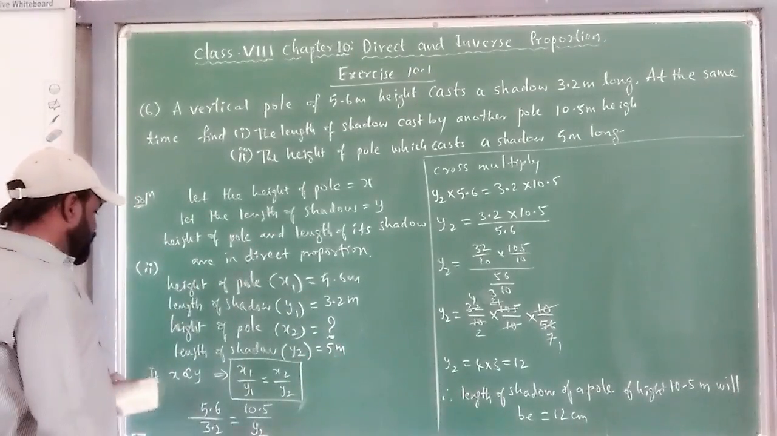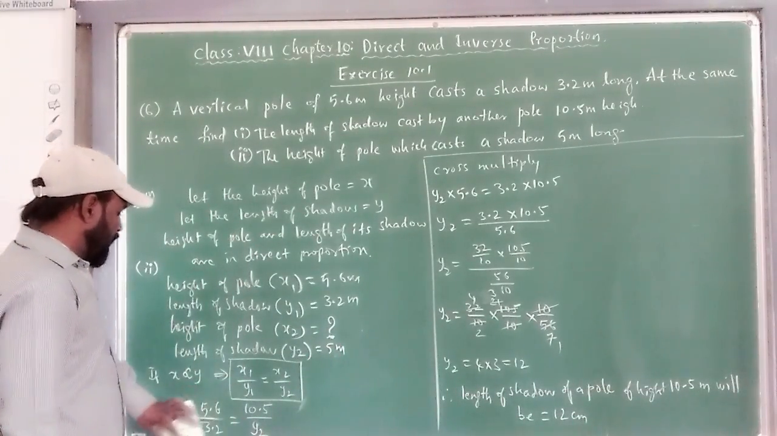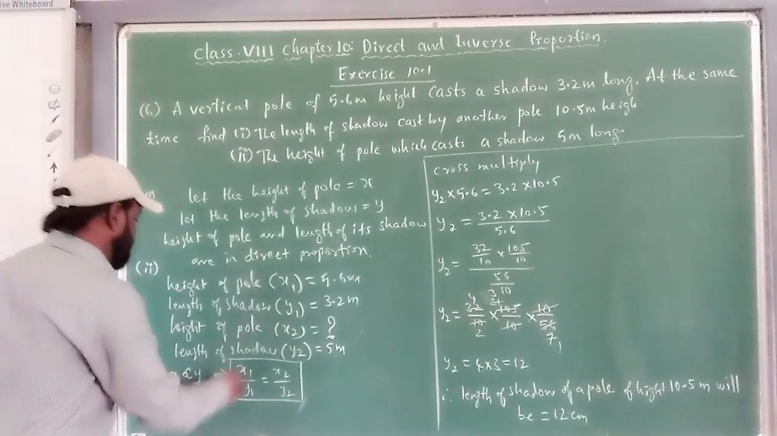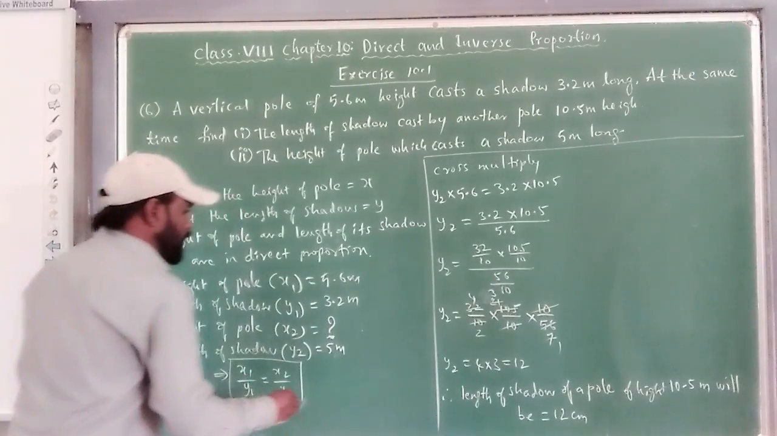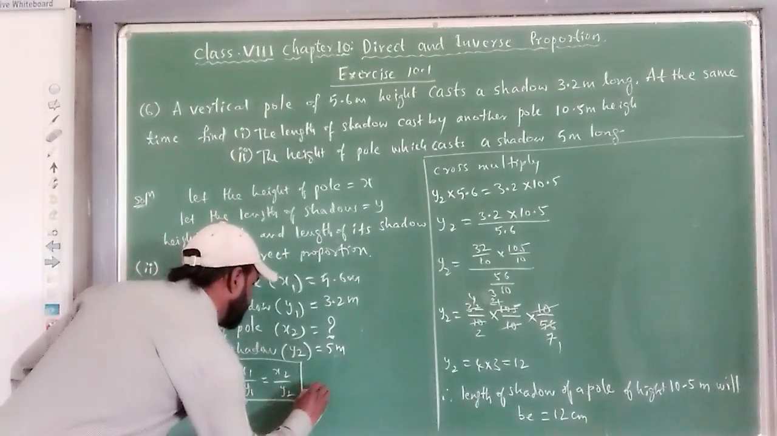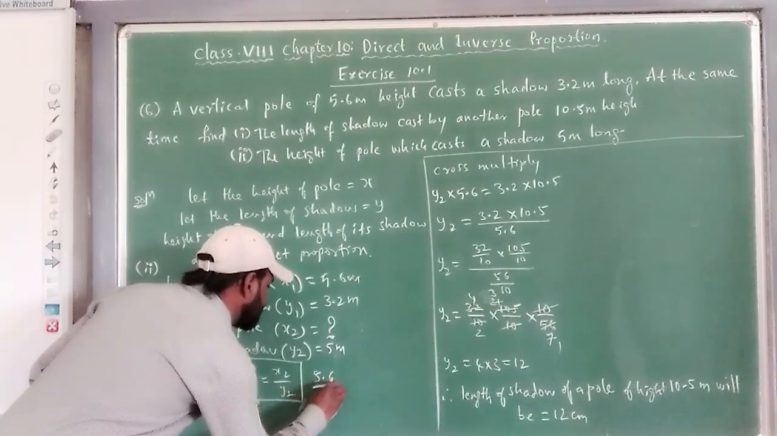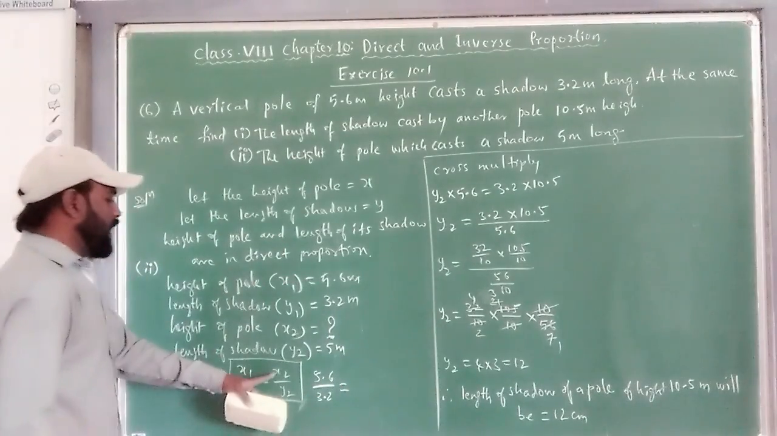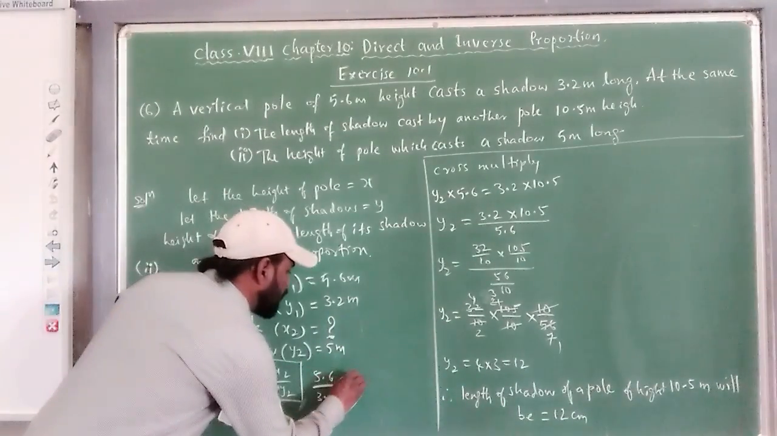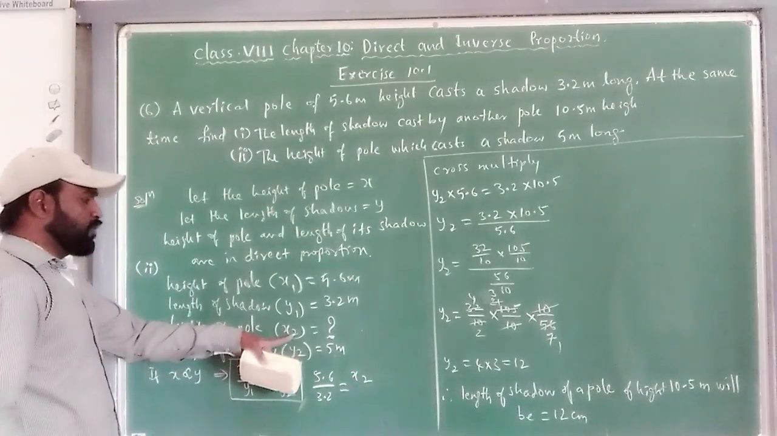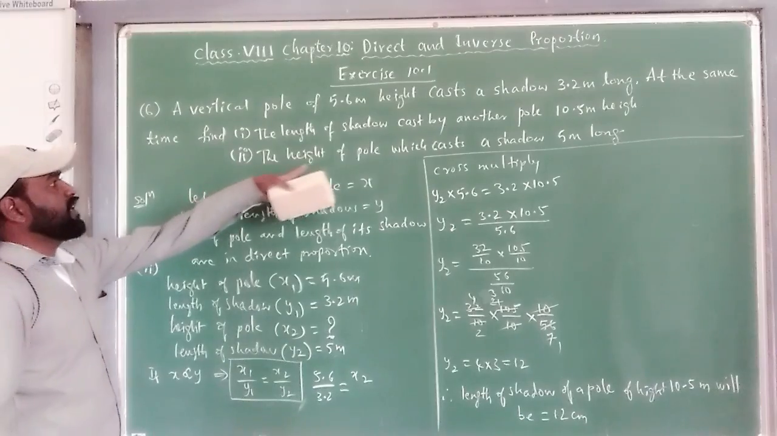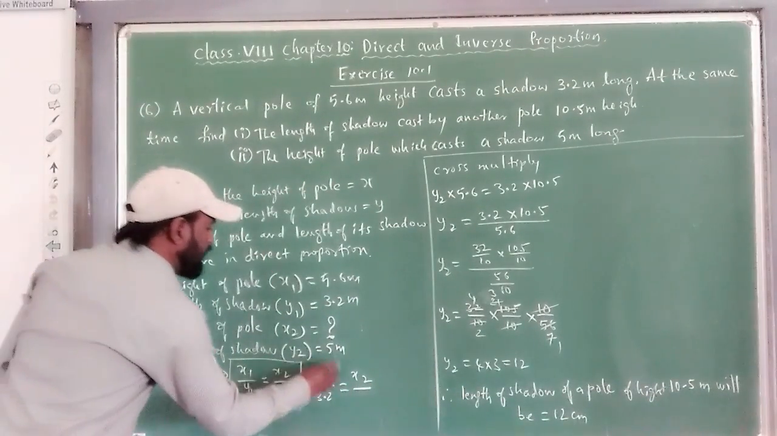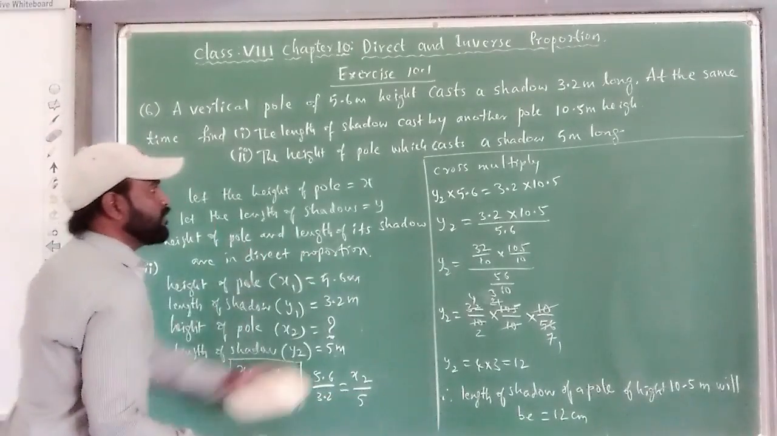Now the same x1 and y1, all the values we need to substitute. So x1 by y1 is the same, so I will write here 5.6 by 3.2 is equal to x2, which is the height of the pole we are finding. This is the second one: find the height of the pole. So by y2, how much? 5 meters. So again, the same cross multiply.